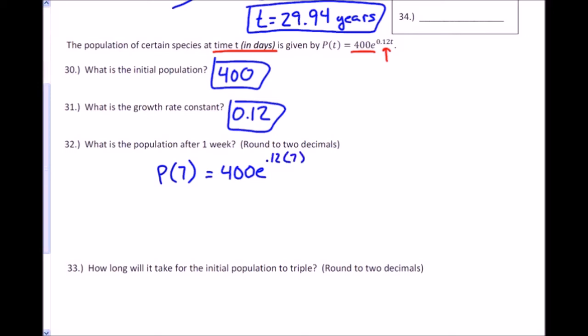All right, and again, when we plug this into our calculator, make sure that you're multiplying the 0.12 times the 7 before you do e raised to that power. Okay, so we're going to do e raised to that. It ends up being 2.32, and then multiply by the 400. This is just plug it into your calculator here. 926.55.